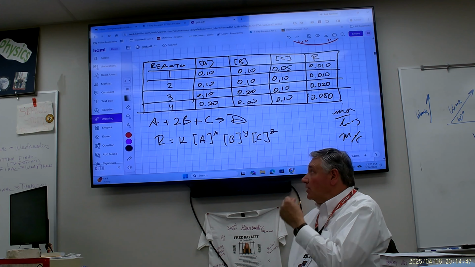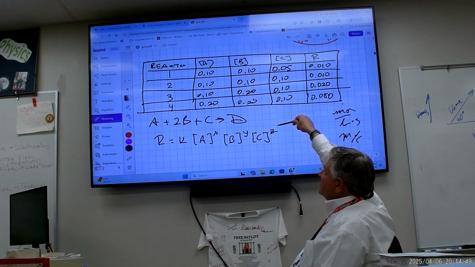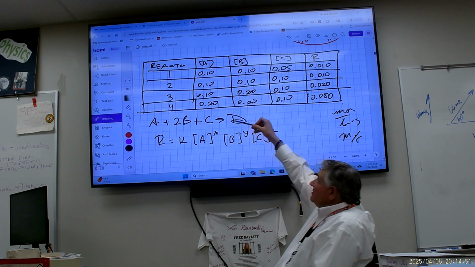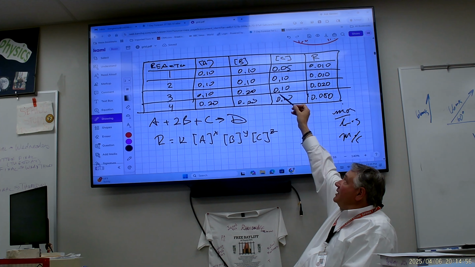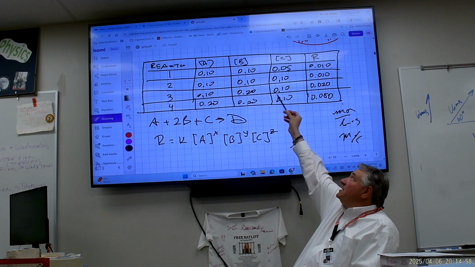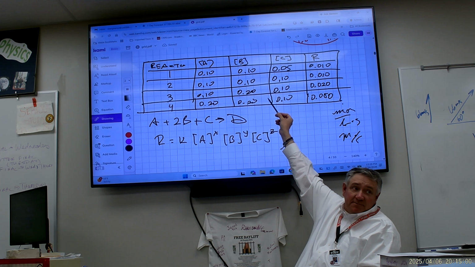Now, you look at comparing reaction 2 to reaction 3. Okay, so now if you look at reaction 2 and reaction 3, I doubled the concentration of B, but I kept everything else the same. But look, the rate went from 0.01 to 0.02. So what that tells me is that if I change the concentration of B, that changes the rate. Okay, so that's going to tell me that B is going to be a player.